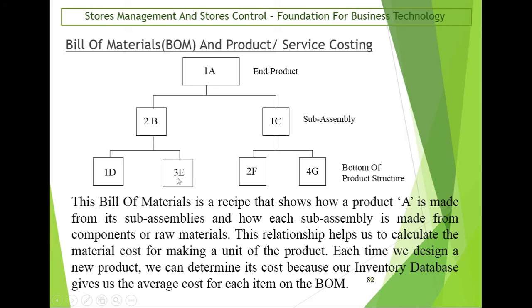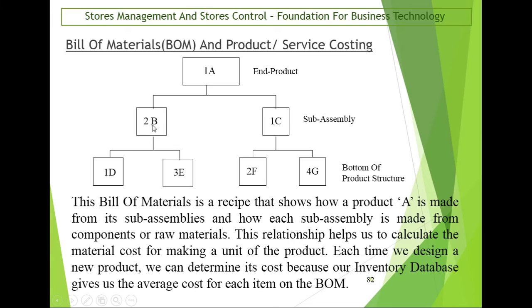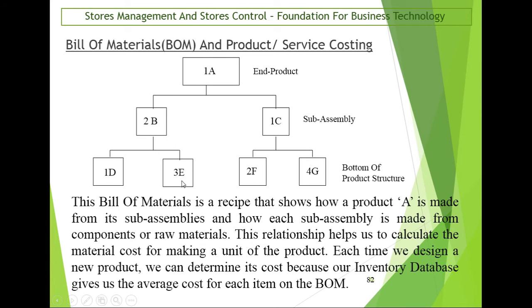So when you see these three, it is the number of E that we need to make one of the parent B. So meaning that if we need two of B to make A, then we need 3 times 2 of E in order for us to make one of A. Because one of B needs 3E, so 2 of B will need 6 of E. So this is how a bill of quantities works. It is the recipe that shows us how our end product is put together or assembled.